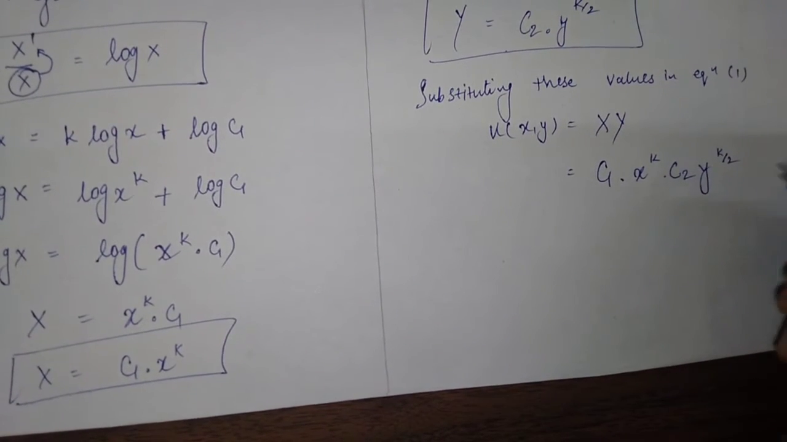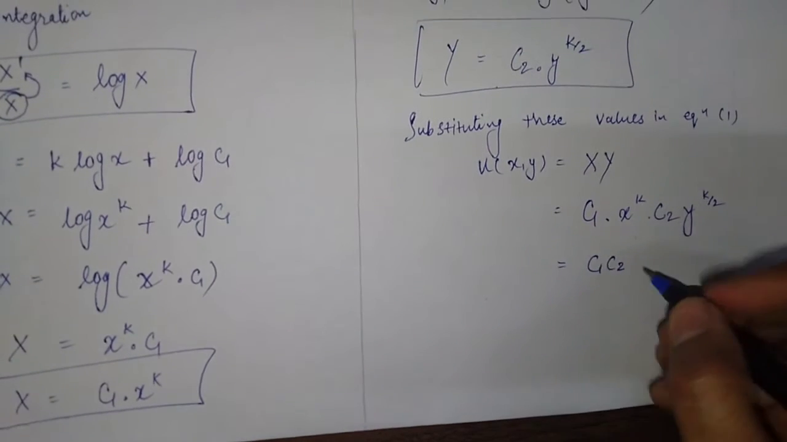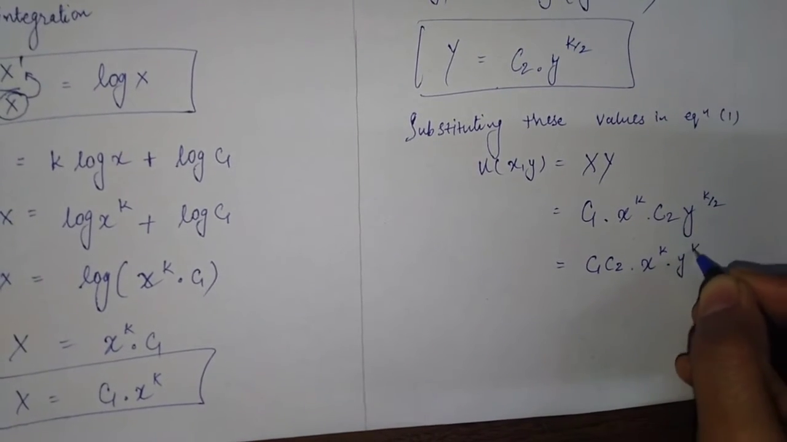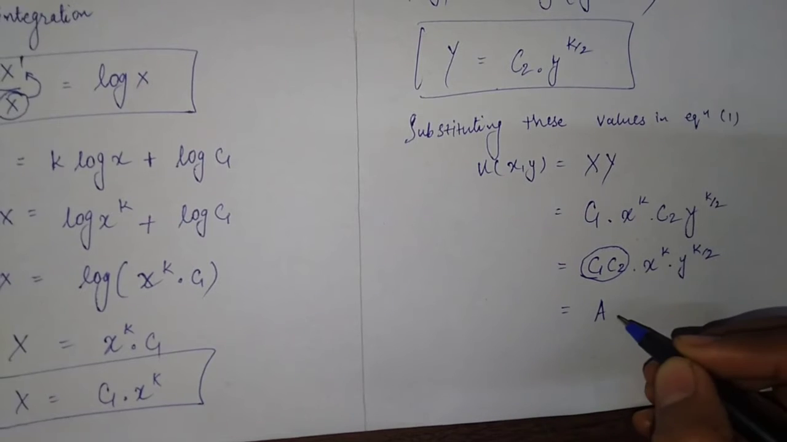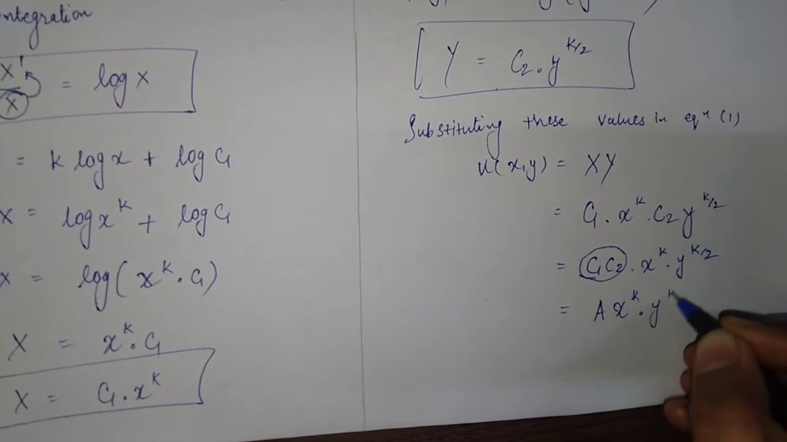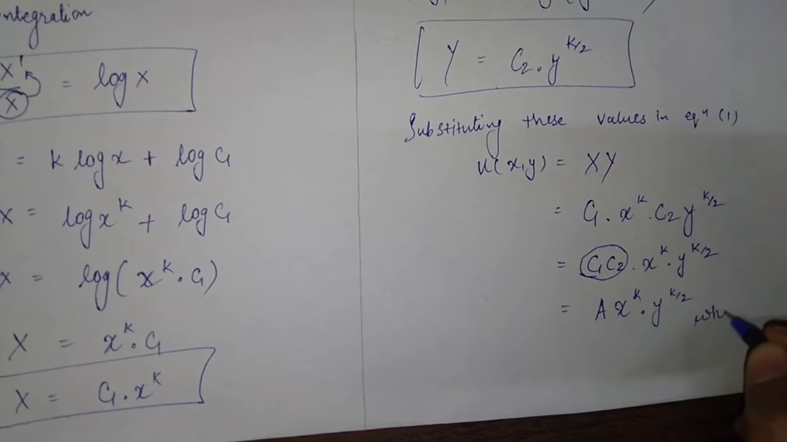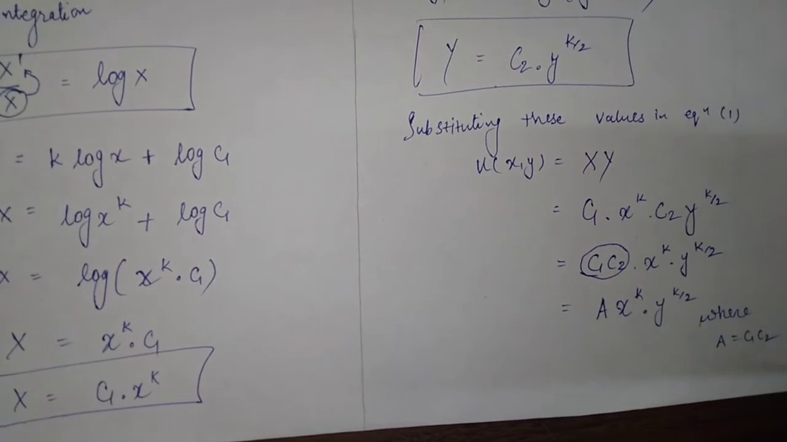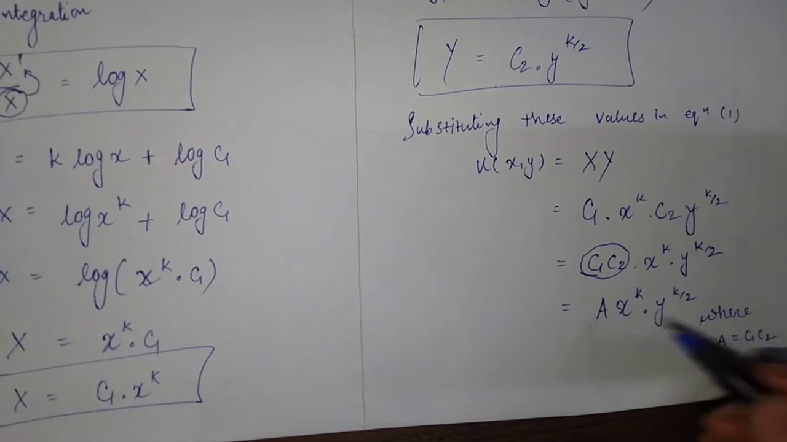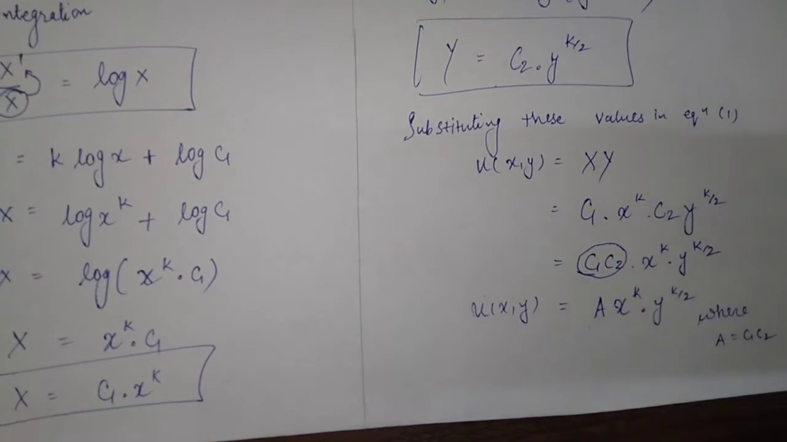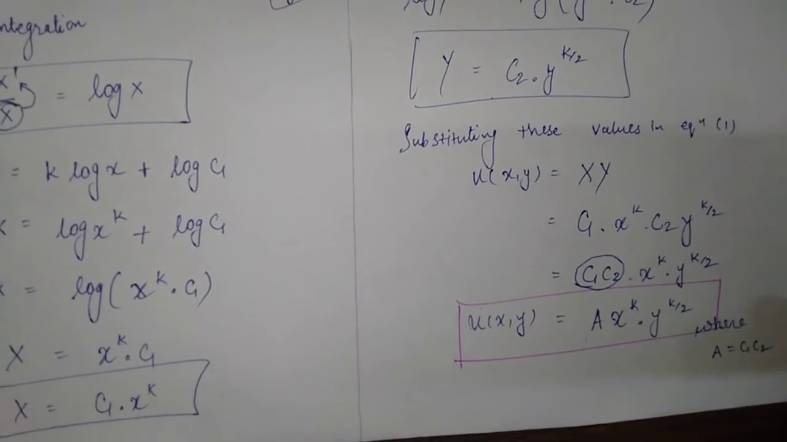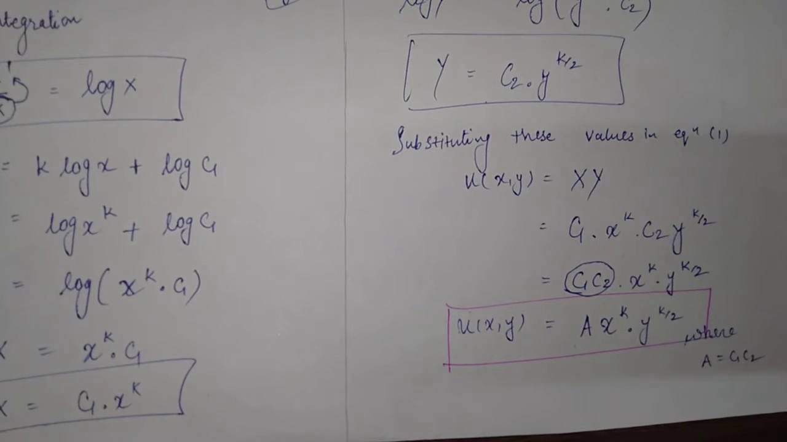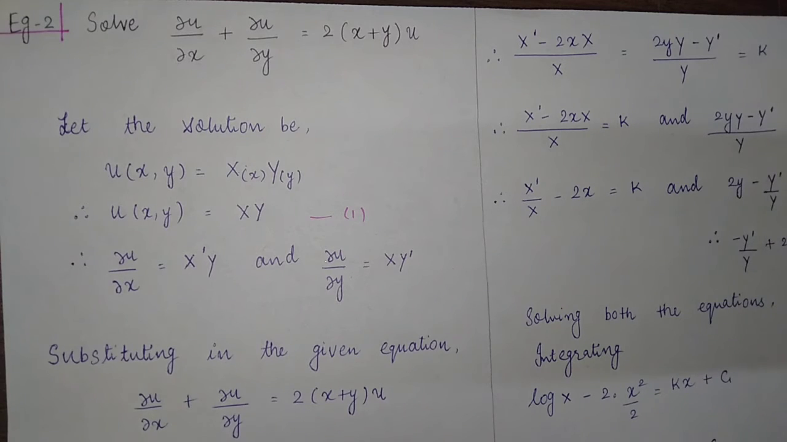Okay. So I can write like this, C1 C2 into x raised to k into y raised to k by 2. And if I take C1 C2 as any constant a, then it is a into x^k into y raised to k by 2, where a is C1 into C2. In place of C1 C2, I have written the constant a. So finally I got this u of x comma y. So answer of this question will be a into x raised to k into y raised to k by 2.